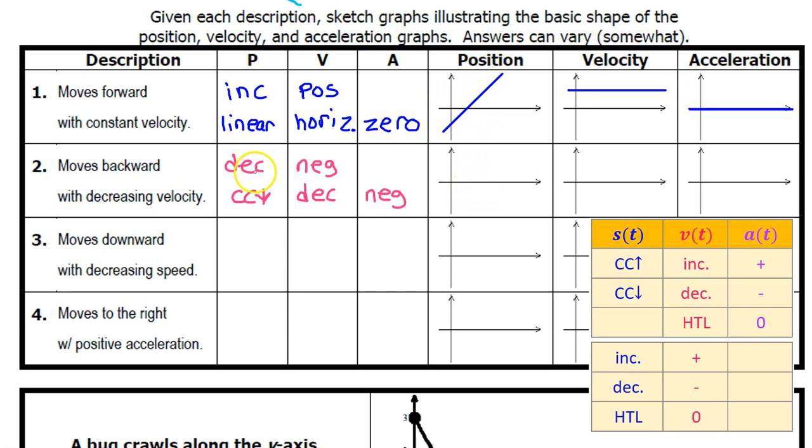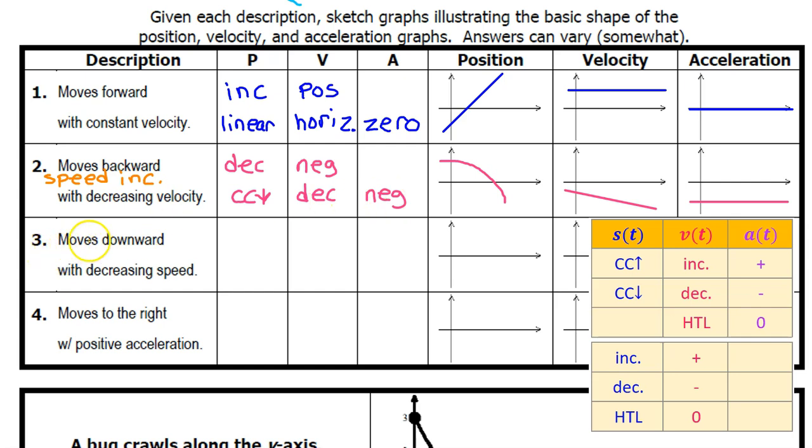The position function must be decreasing and concave down, like this. Velocity must be negative and decreasing, like this. I'm drawing it linear. We aren't told that it had to be linear, but I'm keeping it simple, negative and decreasing. The acceleration function is simply negative. That's all we know, so I'm just going to draw it like this. By the way, on number 2, they didn't ask us this, but would the speed be increasing or decreasing? We know that speed is increasing on number 2 because velocity and acceleration have the same sign.